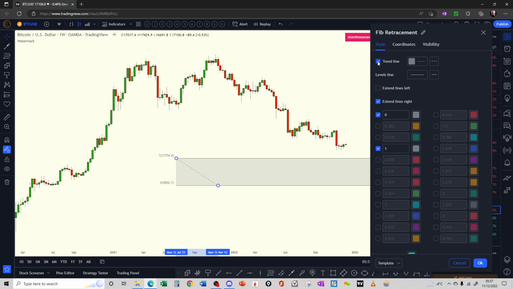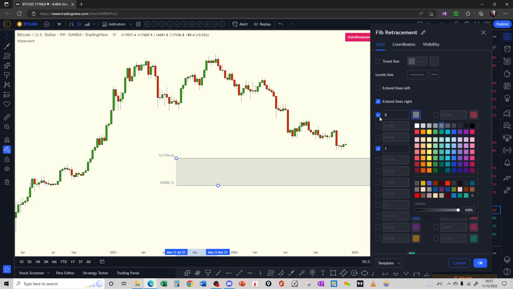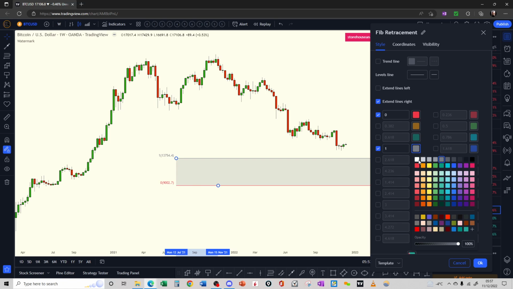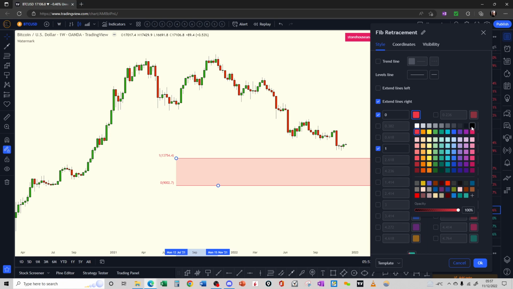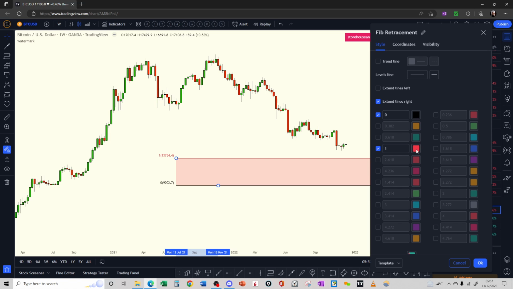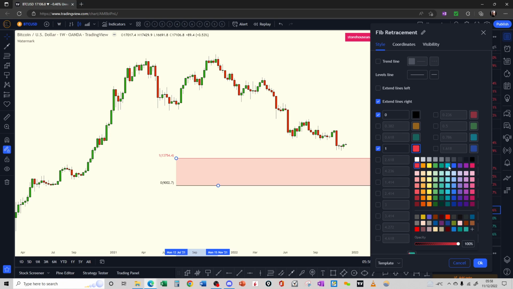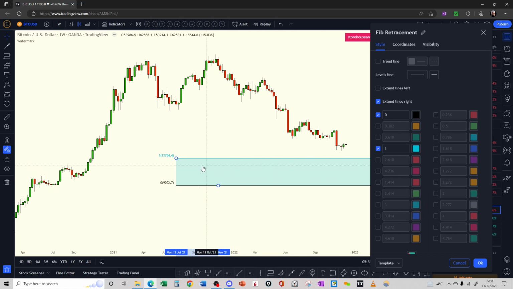I prefer to uncheck it, and you see the dashed line disappear as I do that. It just makes it cleaner, less lines on the chart. You can change the colors of your lines, whether you want red on each one of those, or whether you want different colors. You want one of the lines to be black and the other one to be, I don't know, teal. You can change that.